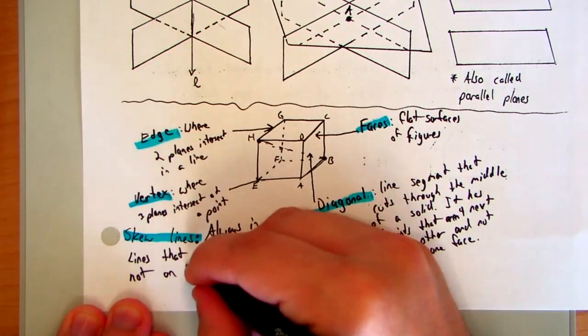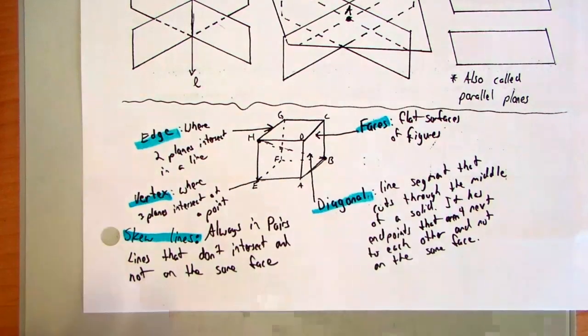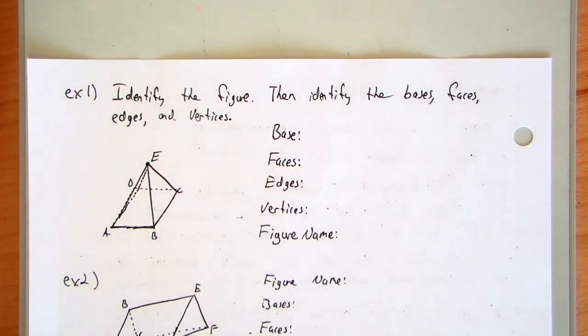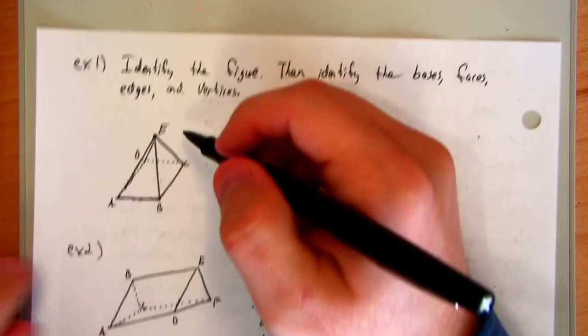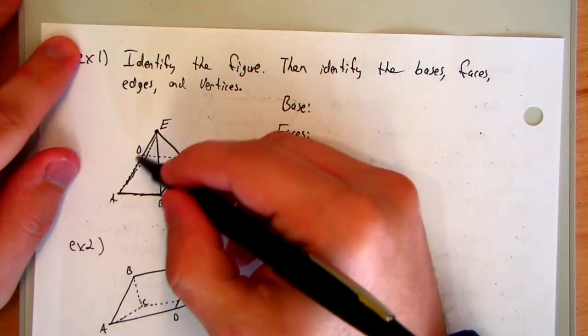Now that might be a little bit confusing, but we're going to go ahead and start looking at some of these examples here. So, example 1. It says identify the figure, then identify the bases, faces, edges, and vertices. So, identify the figure. This right here is a pyramid. We know that it's a pyramid because it has only one base, and the faces around it are triangles. And this is a rectangular pyramid because the base is a rectangle. So we're going to call this a rectangular pyramid.